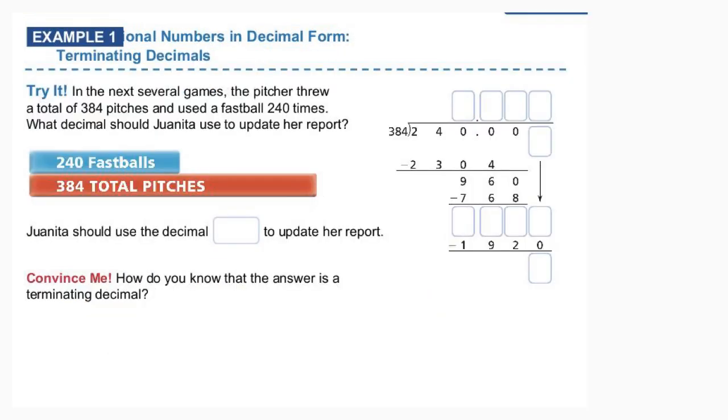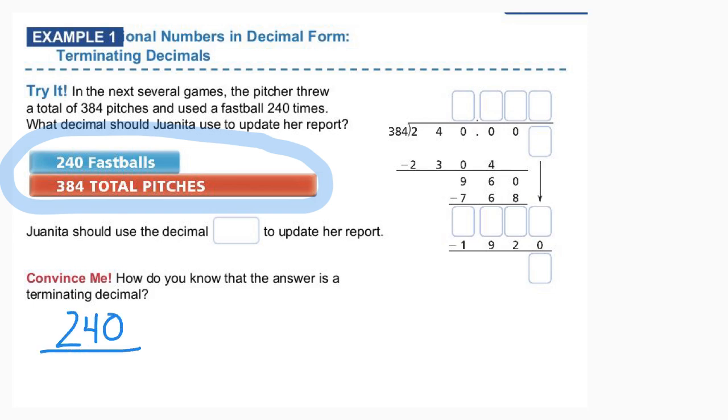Here is your try it on the bottom of page 16. It says in the next several games, the pitcher threw a total of 384 pitches and used a fastball 240 times. What decimal should Juanita use to update her report? So I'm going to point out to you that we have our bar diagram, 240 out of a total of 384. If I wanted to write that as a fraction, it would be 240 out of 384.